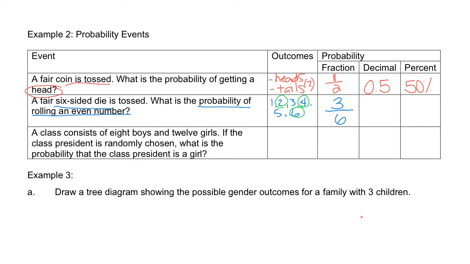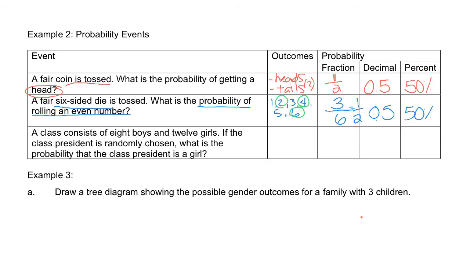Okay, so I have 3 out of 6 as my probability as a fraction, which we can reduce to 1 over 2. We know that with 1 over 2, our decimal is 0.5. So I have a 50% chance of getting an even number.